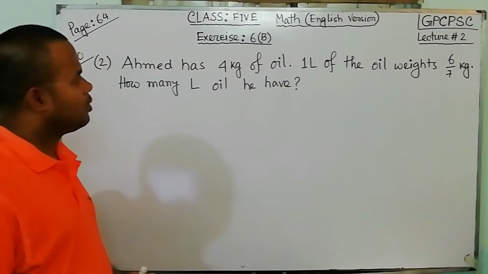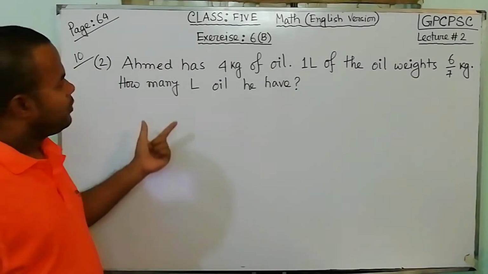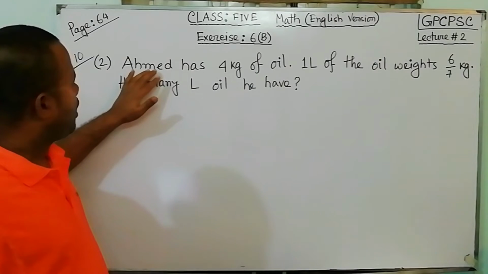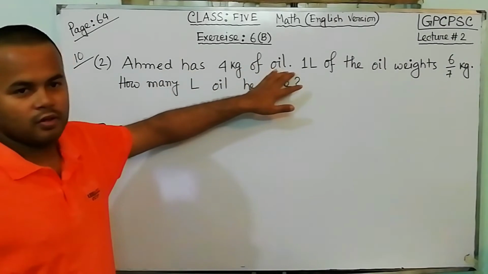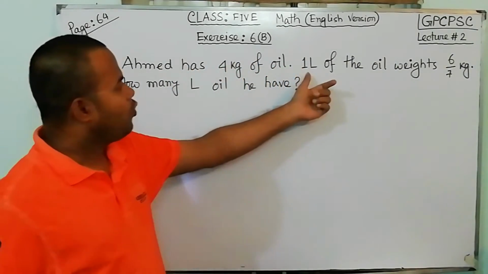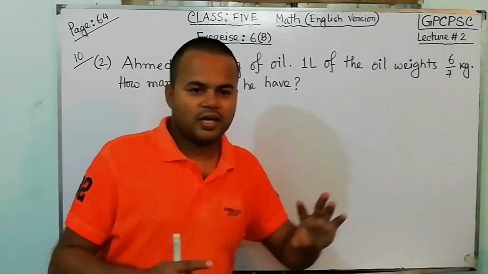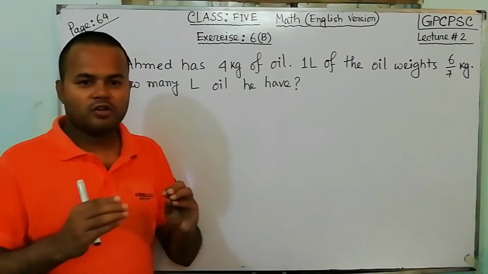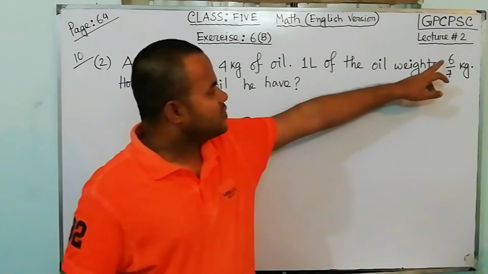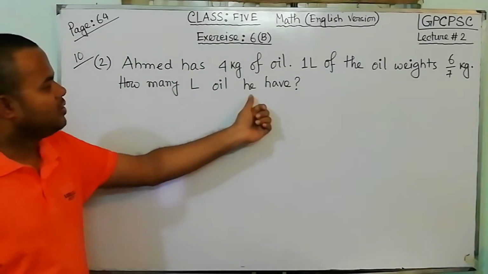Okay, here is number 2 of 10. Here we have the question: Ahmed has 4 kg of oil. That means Ahmed has 4 kg of oil. 1 liter of the oil weighs 6 by 7 kg. That means the weight of 1 liter of oil is 6 by 7 kg. So how many liters of oil does he have?